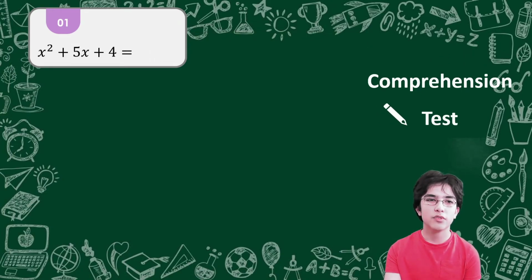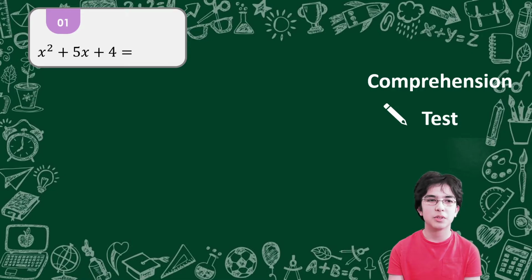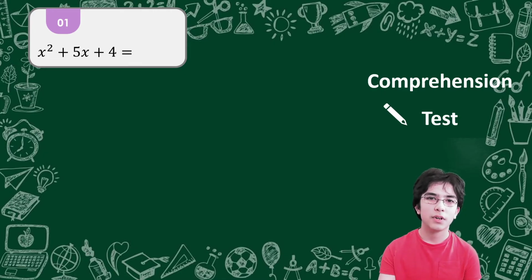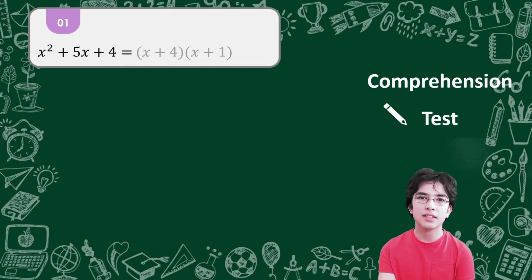Now time for a comprehension test. So first we're looking at a simple double bracket multiplication, x squared plus 5x plus 4. So the way we do it, we would first take the factors of 4 and see which factors of 4 we would be able to add up to make 5x. So in this case, it's 4 and 1, so x plus 4, x plus 1.